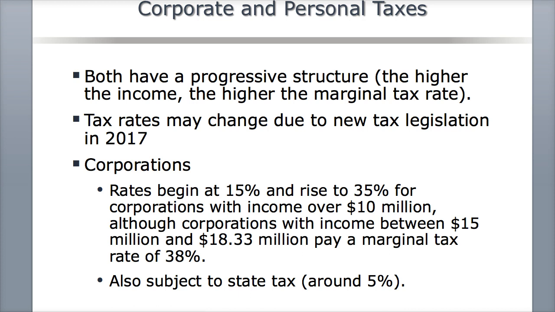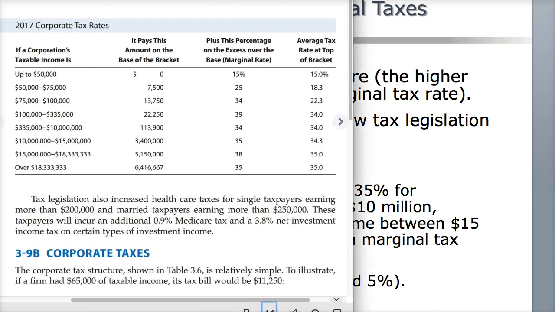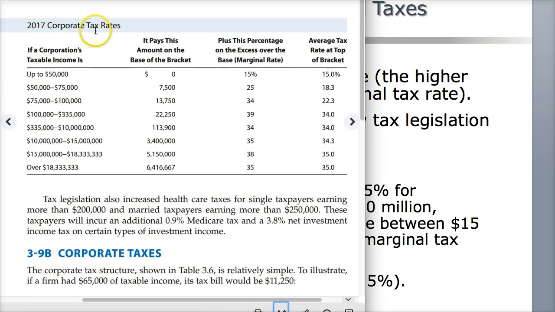So for example, this is the 2017 corporate tax rates. Any income a corporation made between 0 and 50,000 was taxed at 15%. Any income they made between 50 and 75,000 was taxed at 25%. So the average of the 50,000 at 15% and the extra 25,000 at 25% was an average tax bracket of 18.3%.